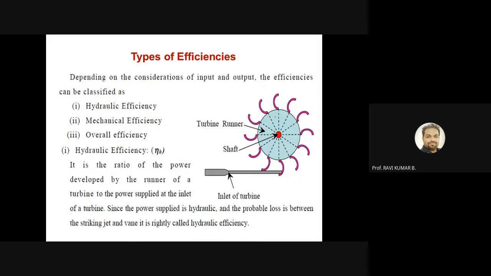So depending on the consideration of input and output, the efficiency can be classified into three categories. One is called hydraulic efficiency, second is called mechanical efficiency, and last one is called overall efficiency. So the first efficiency that we will be defining is called hydraulic efficiency, because we are utilizing the head of water.